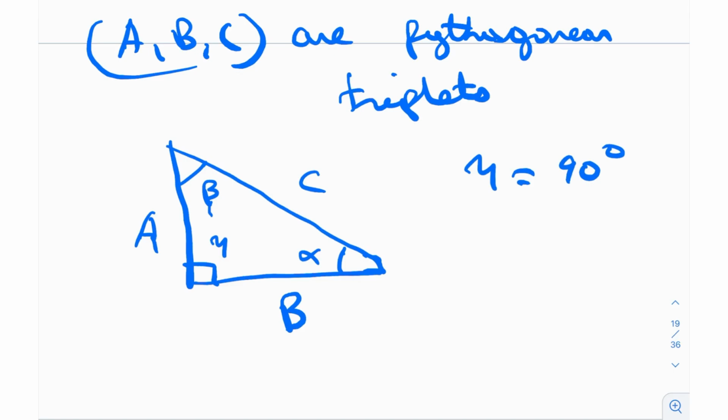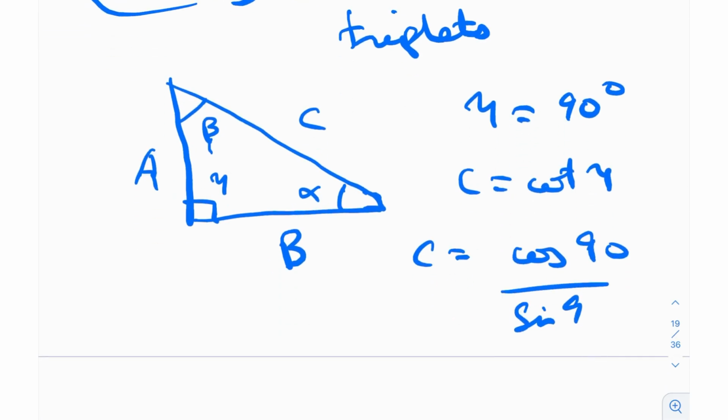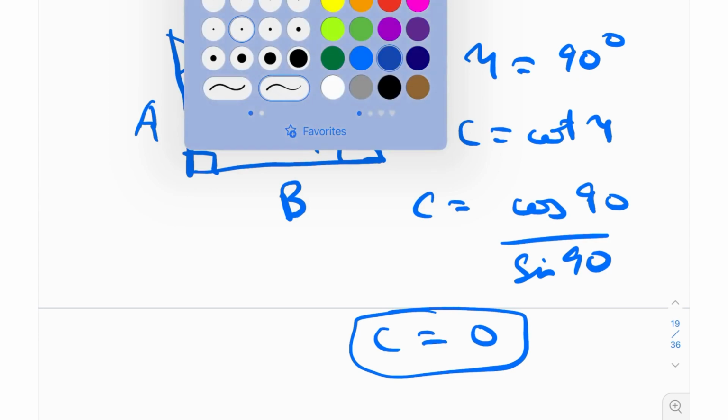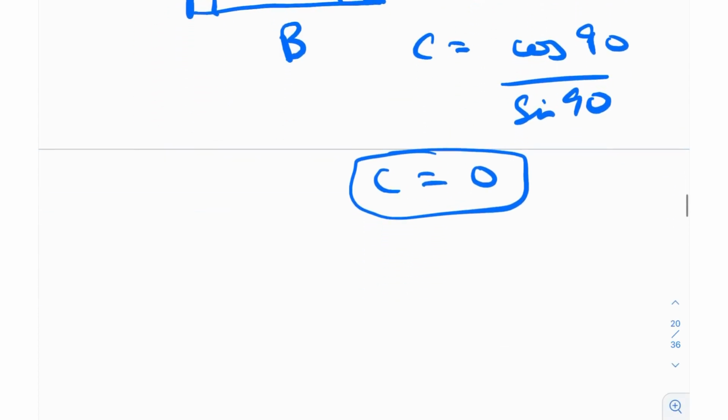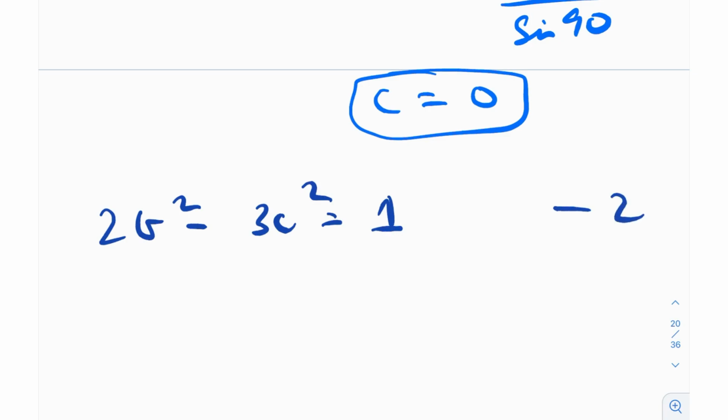What was gamma? I had done the substitution C is equal to cotangent gamma. So C is equal to cosine 90 divided by sine 90, and cosine 90 is 0, sine 90 is 1. So C becomes 0 by 1, which is 0. And that is excellent because now I'm basically done with the question. So we have gotten that C is equal to 0 and 2b squared minus 3c squared is equal to 1, which is equation number 2 in our original question.